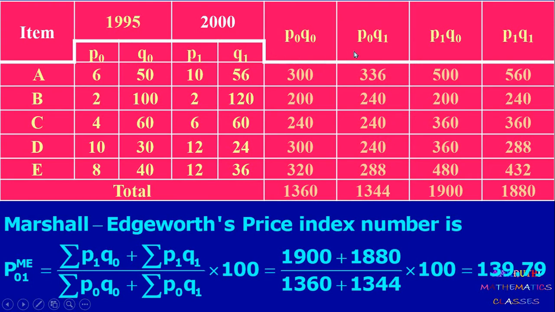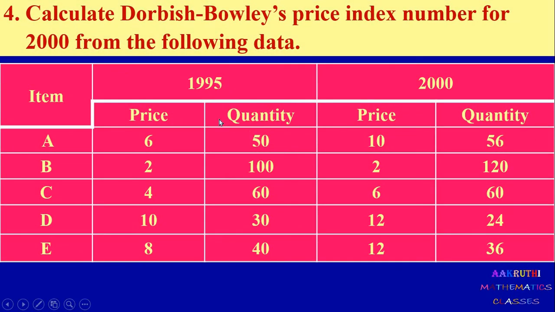So you have to calculate P0 Q0, P0 Q1, P1 Q0, P1 Q1. Substituting all these values, we get 139.79. The next problem: calculate Dawes-Bowles price index number for 2000 from the following data. Here 1995 is base year, 2000 is current year; base year price and quantity are given, and current year price and quantities are given. In Dawes-Bowles price index number also we use both base year and current year quantities.